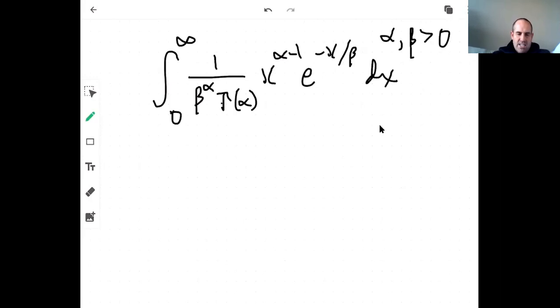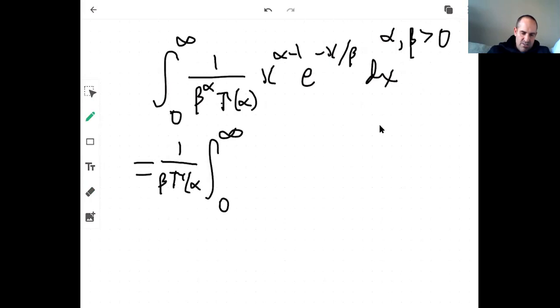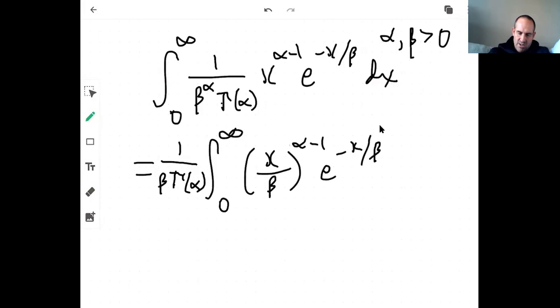So I'm going to put y equal to x over beta. I will do that in a minute, but let's first write it this way. So this is the same thing as 1 over beta, I'm putting a beta down here, the integral from 0 to infinity. In fact, let me erase this. I'm going to pull out the gamma of alpha as well. That's a constant, isn't it? So this is 1 over beta gamma of alpha. I pull out those constants. And then how many betas are left? Well, alpha minus 1 betas, right? So it's going to be x over beta to the alpha minus 1, e to the minus x over beta, right?